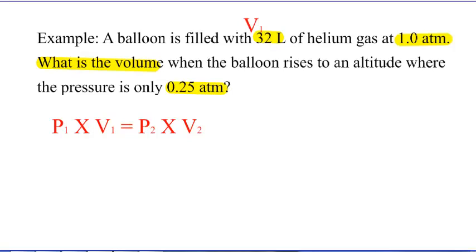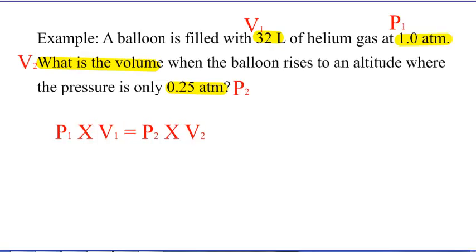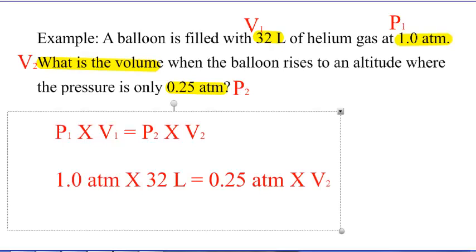The 32 liters is a volume. Since it's the first volume, I'm going to call it V1. 1.0 atmospheres is a pressure. Since it's the first pressure, I'm going to call it P1. I'm looking for V2, and I have a second pressure, which I'll call P2. Now that I've identified the parts, I'm going to go ahead and plug them into the equation. 1.0 atmospheres times 32 liters equals P2, 0.25 atmospheres, times V2, my unknown.